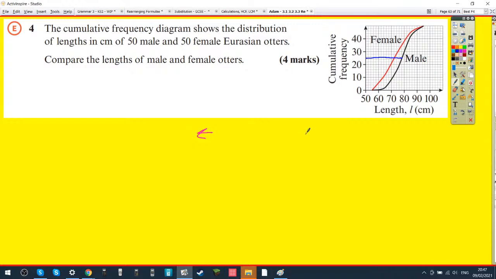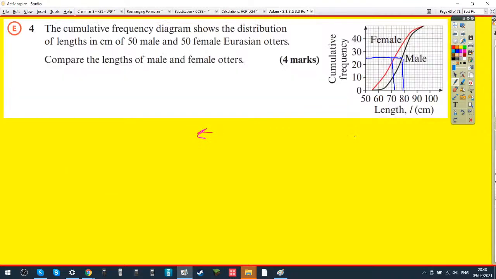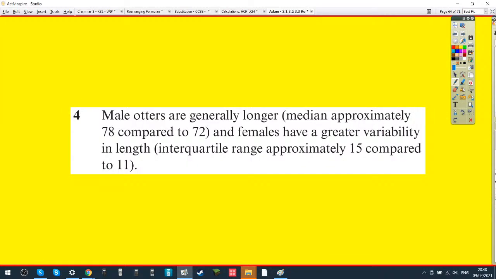You could say that males is higher because the median is in a higher length when it goes down. Yeah, on average, males are longer than the females, and then you could do the same with the interquartile range, or let's say even just the range. I think the range is the same. Yeah.